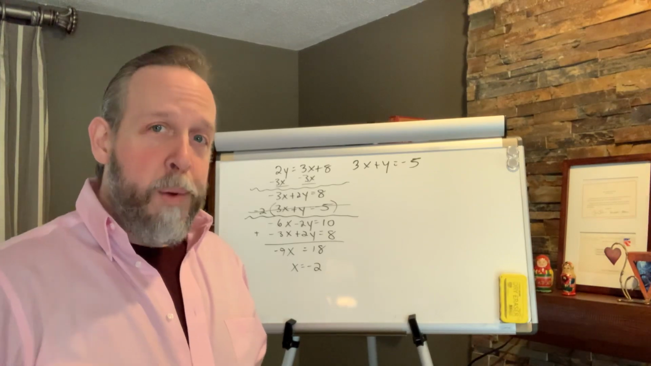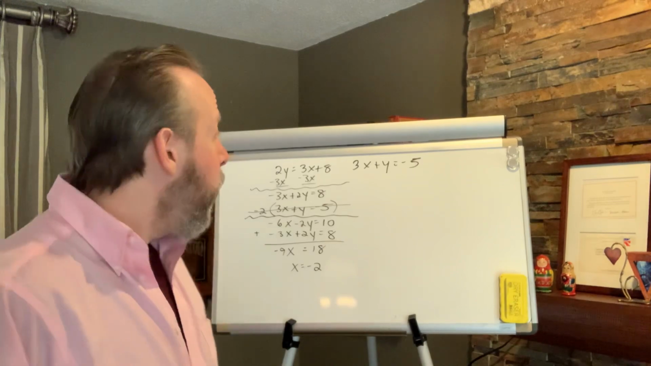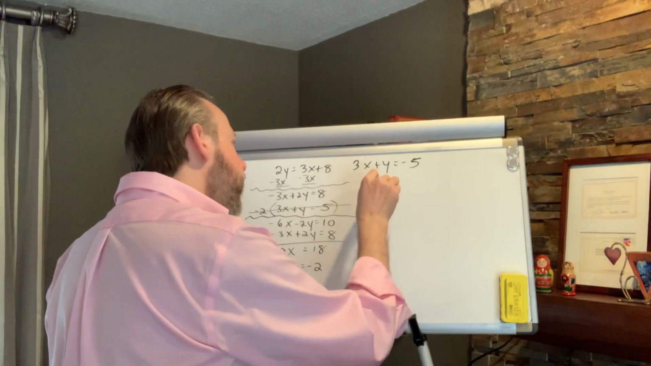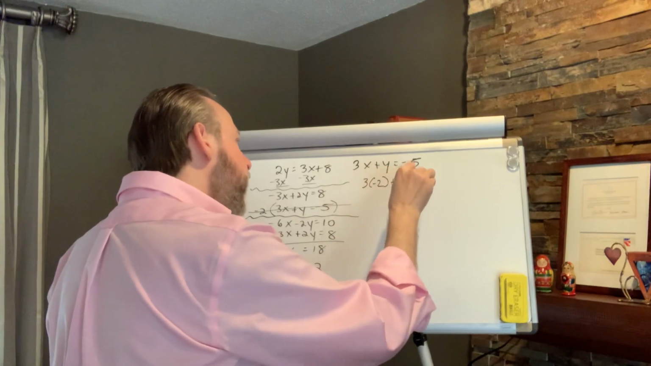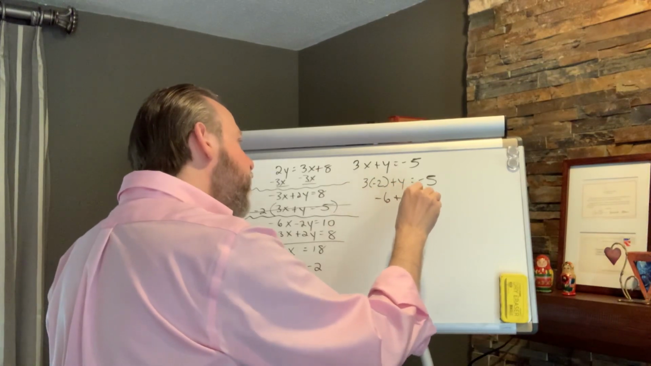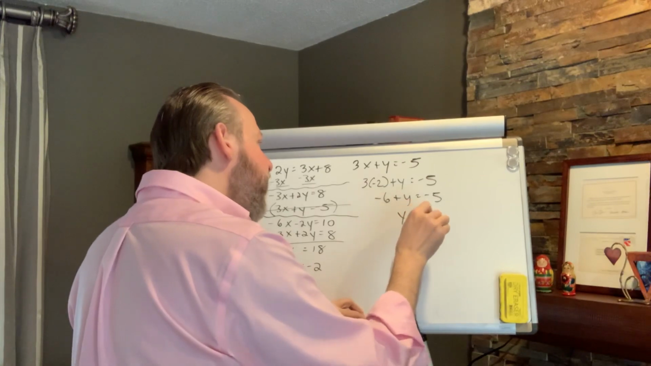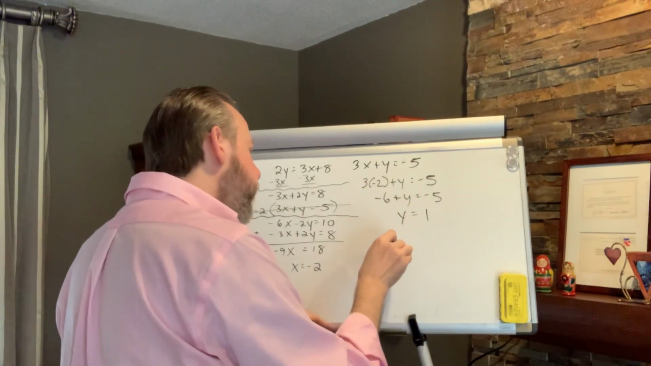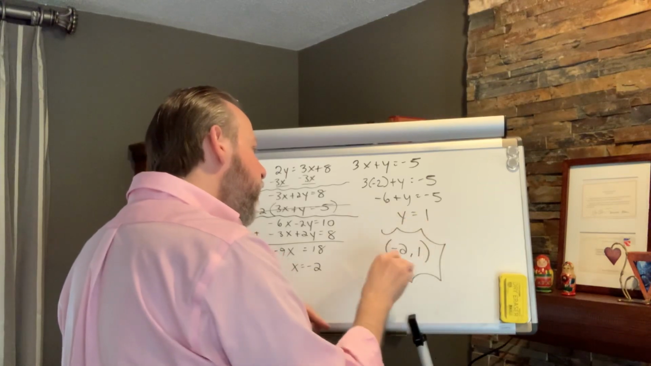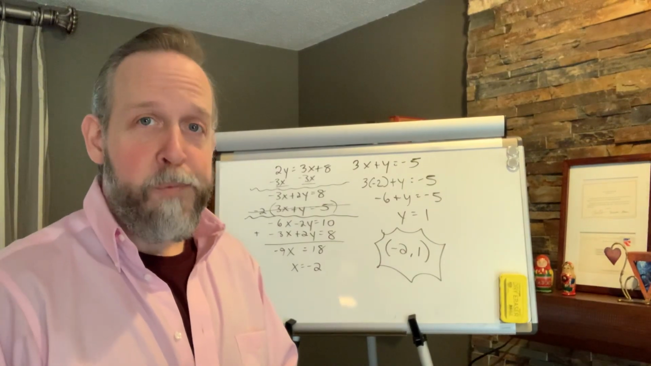That's good. What do I do with that information? I plug it into any of the equations to see what y will be. I'm just going to pop it over here since I have the room anyway. 3 times negative 2 plus y equals negative 5. That's negative 6, plus y equals negative 5. I'm going to add 6 to both sides, and I get the answer of 1. My coordinate is negative 2, 1. And that is exactly what I told you the solution was going to be. So there's your homework.